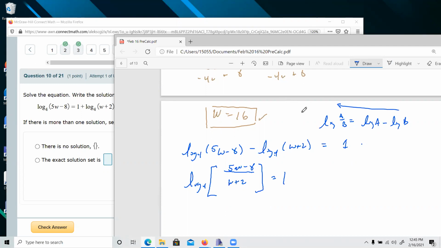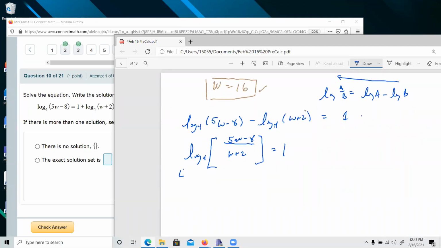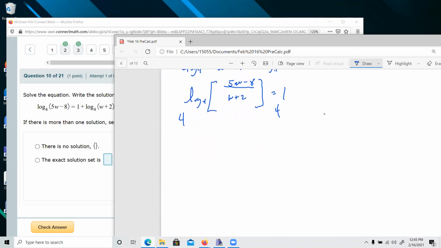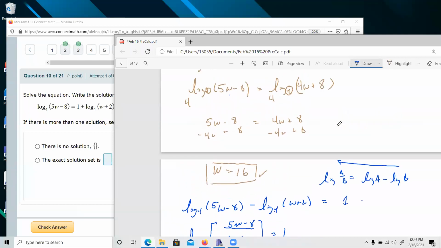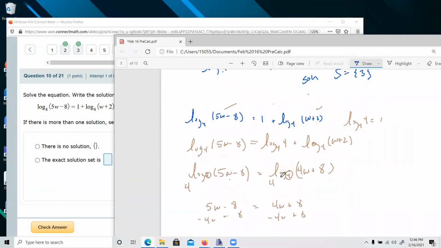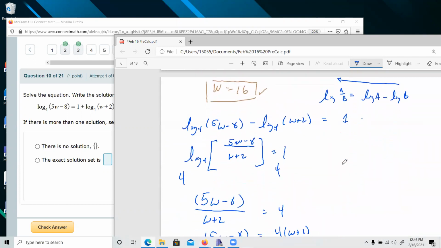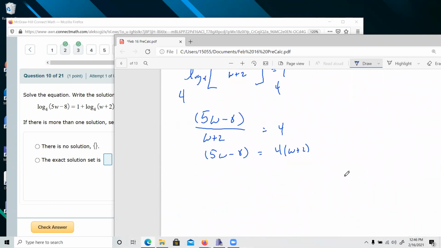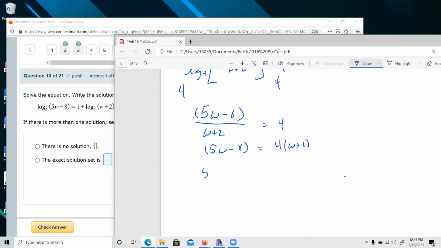All right, now we're going to unlogify both sides. We're going to make both sides the exponent to a base of 4. So we're just going to have 5w minus 8 over w plus 2 equals 4. When we clear the fraction, you'll notice that we're in the same situation as we were right here. So you end up in the same spot, provided you did all the steps correctly.